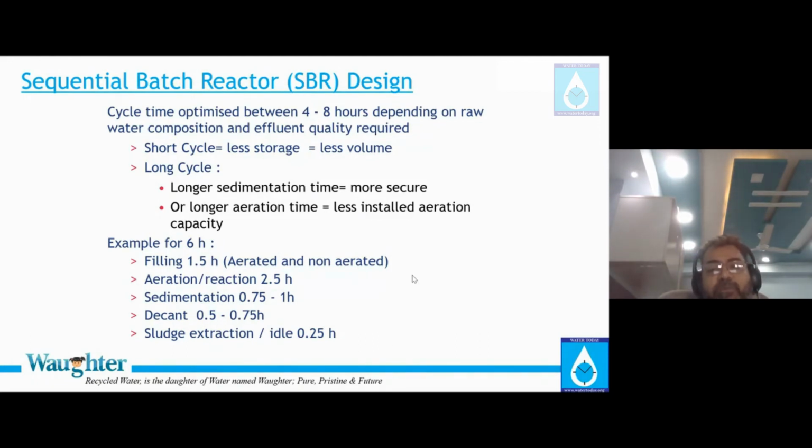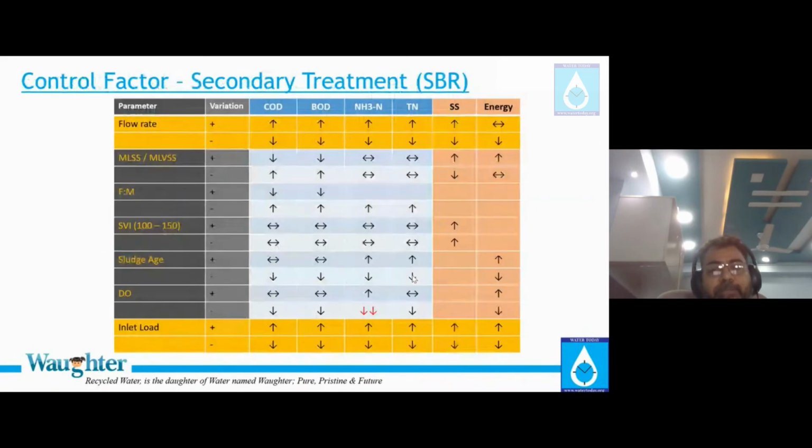You are more secure in terms of particulate matter. Or longer aeration time. That means you want to give oxygen, but give slowly, so you have less installed aeration capacity. A typical example is 6 hours, where you can have filling, aeration, sedimentation, decantation, and sludge extraction. We would go through an XLS in detail on this particular SBR design tomorrow.